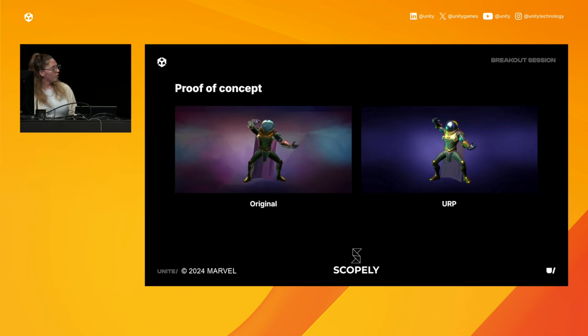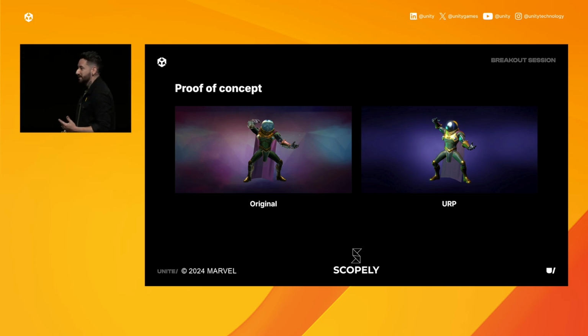So here for our proof of concepts, we needed to prove a few things before we transitioned to URP. Can we achieve visual parity or better? Can we reduce our iteration time for creating new content and even integrating it as well? And also expose what pipelines we currently have that need to be ripped out and replaced.